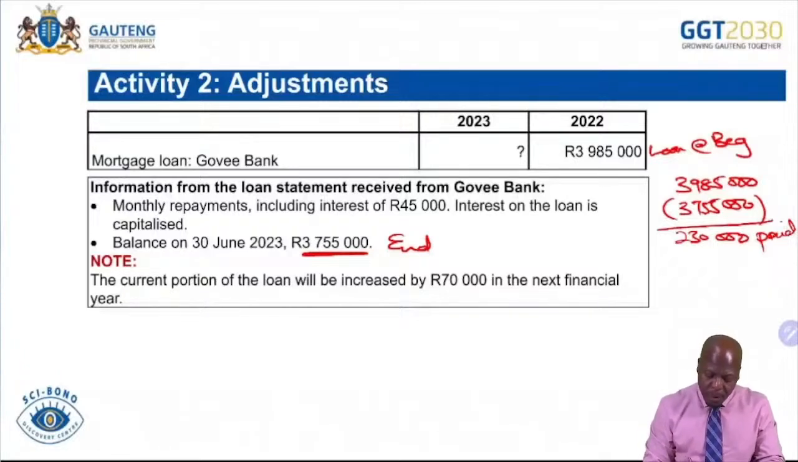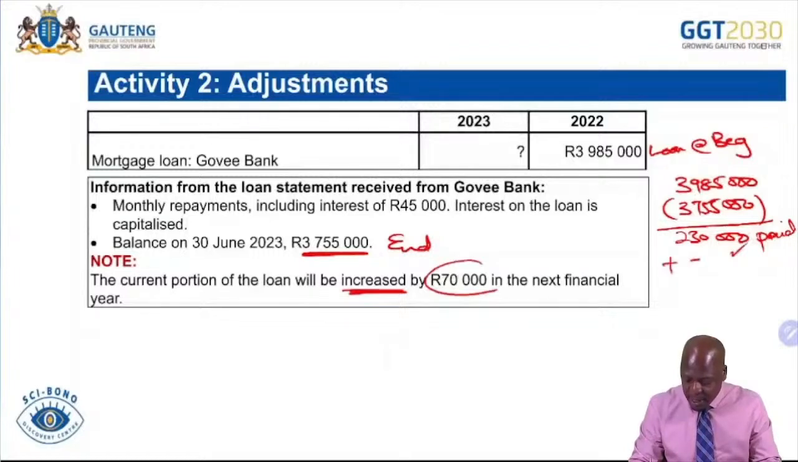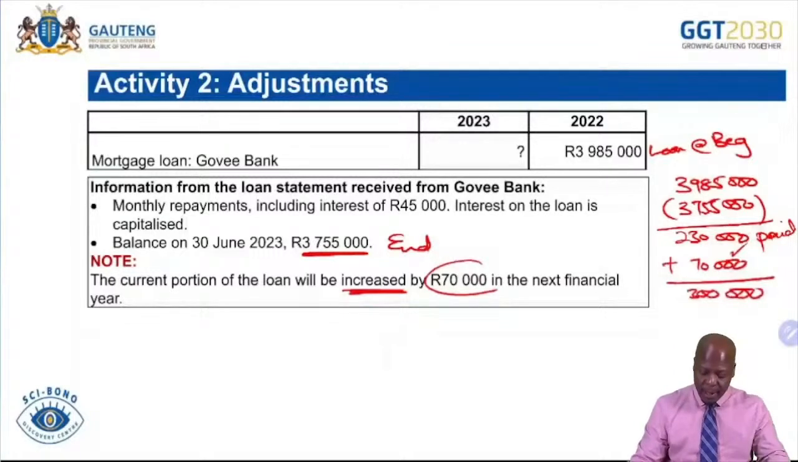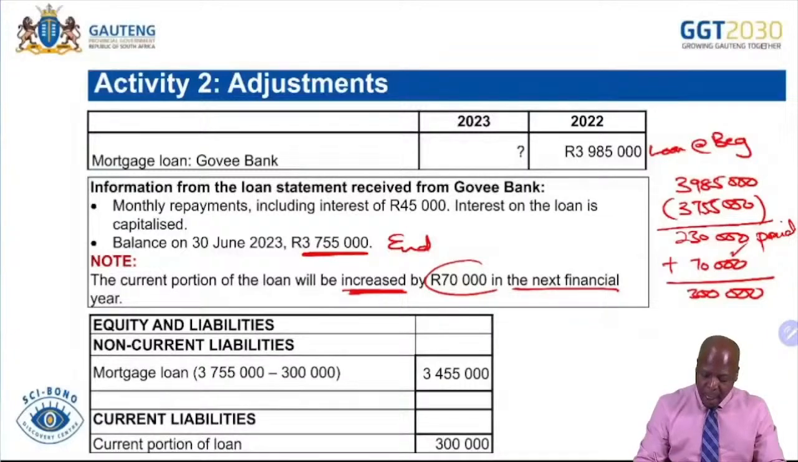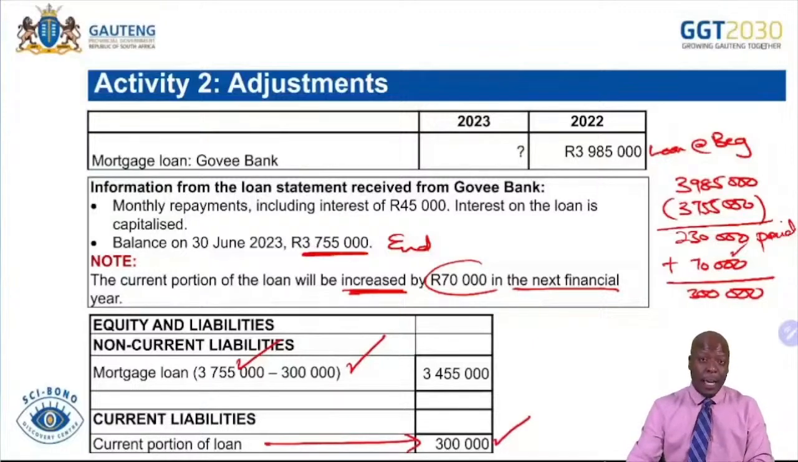We are then told the current portion of the loan will be increased by 70,000. So whatever we have been paying, which is the 230, we're going to increase it by 70,000. That means the current portion of the loan is now going to be 300,000 for the next financial year. So I'm going to come here and say my loan, which is my 3,755,000, which I owe at the end. Next year, we're going to pay 300,000, which becomes current portion of loan, 300,000 over there.